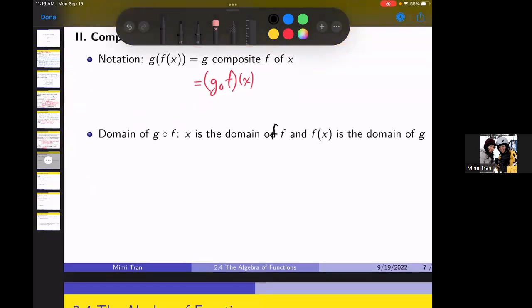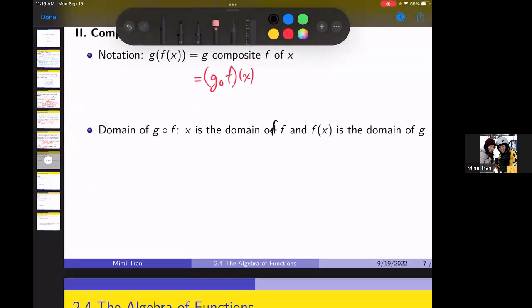Before I explain the domain, let me show you by picture. I have two machines, f and g. That's my functions, right? I have a little x, an arbitrary number, any number at all. I'm going to input x into machine f. Now what do I have inside the circle? I have f of x, right? If x is a number, what is f of x? It's also a number, right? You just plug it in and you get another number, that's all.